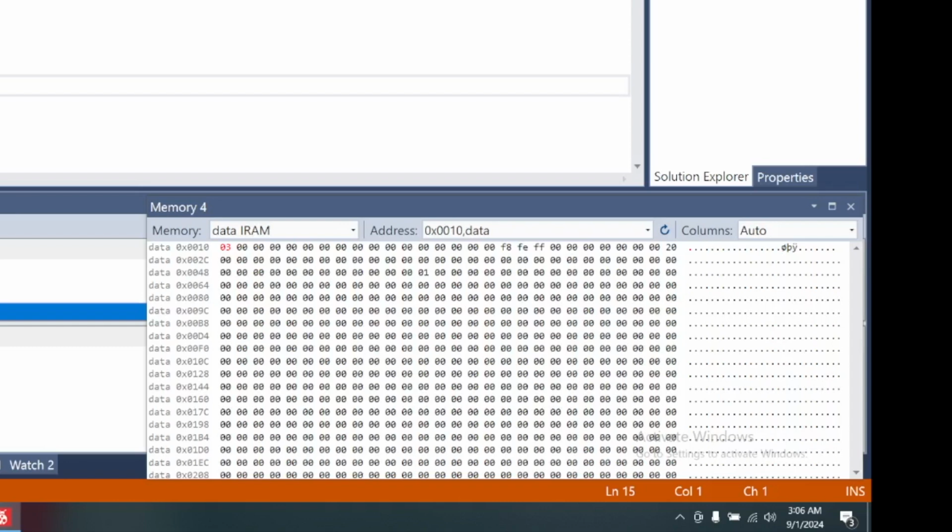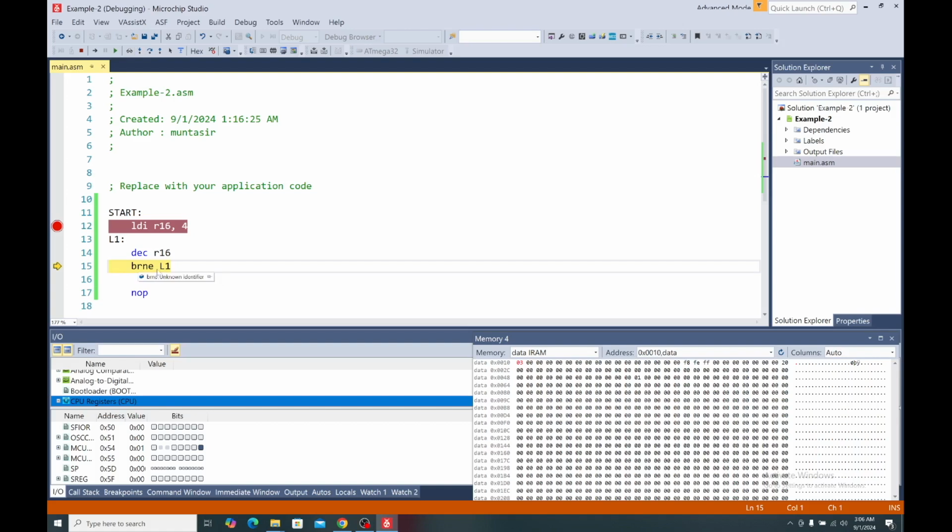Then in the BRNE L1 instruction, it checks whether the result in the ALU, that is the result of R16, because the last instruction was decrement R16. So in the ALU, R16 register's value is stored in the result register of the ALU. So it checks that R16, the latest ALU result, is not 0. So that's why it branches. That means it goes here.